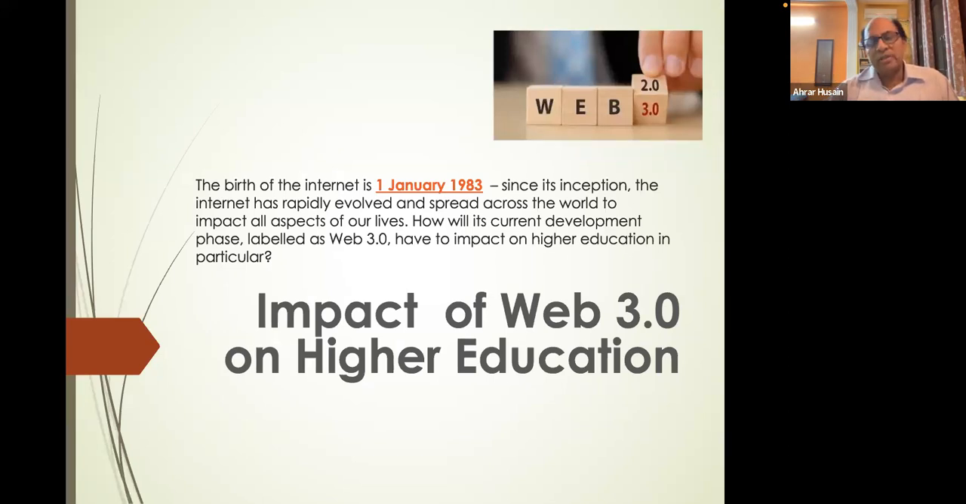Now, this means these web versions are increasing day by day; after every year, after 6 months, we are getting a different kind of web version. After the invention of the internet on January 1, 1983, since its inception, the internet has rapidly evolved and spread across the world to impact all aspects of our life. How will its current development phase, labeled as Web 3.0, impact higher education in particular? Now, the education people and the technology people are worried about what the impact of Web 3.0 on higher education will be. That means what will its future be, and what type of teaching and what type of interaction will there be when all this technology is there.